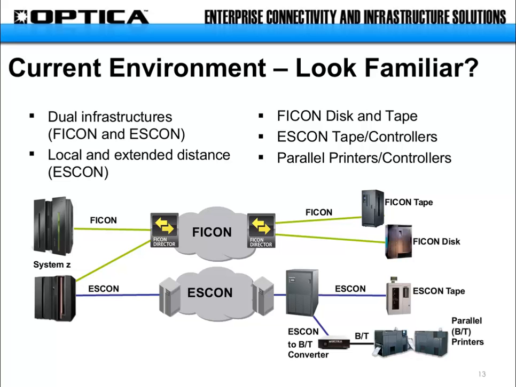You may have completely local environments. You may have an extended environment or a distance factor here where you're running channel extension out to a remote data center. That may be the case for FICON or ESCON or both. So this is probably a familiar looking diagram where you're managing native FICON connectivity, you're managing ESCON connectivity, and maybe even bus and tag connectivity through an existing ESCON to bus tag converter.